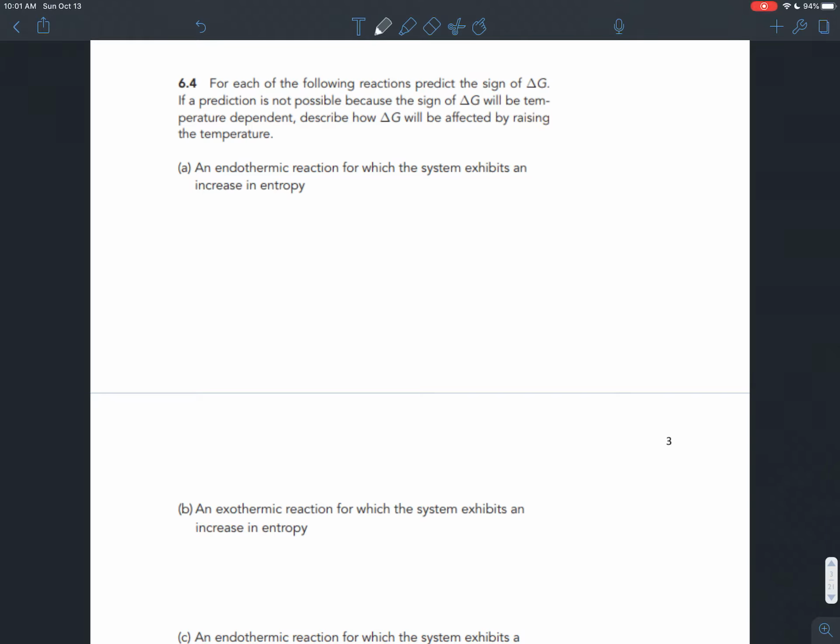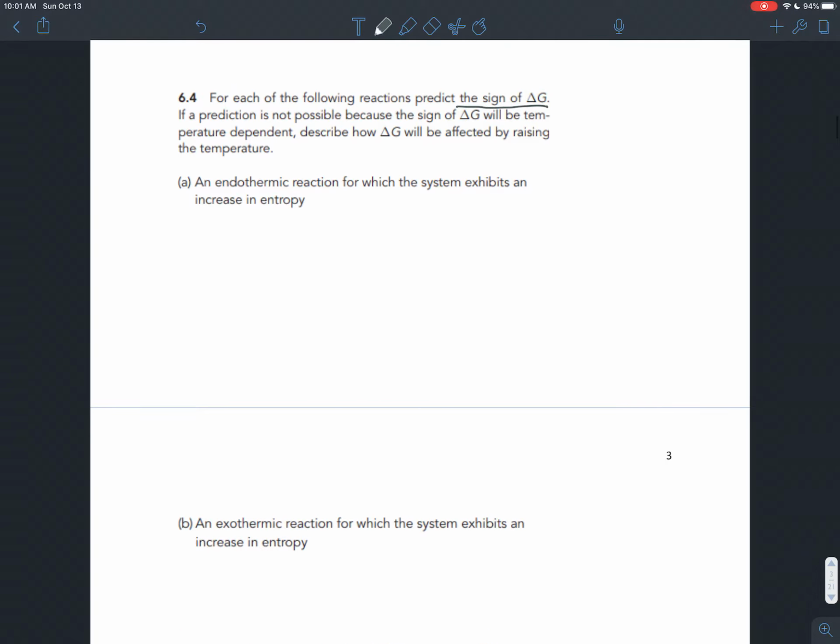So first we'll read the question for exercise 6.4, and then we'll talk about what it really means, what it's really asking you. It says, for each of the following reactions, predict the sign of delta G. If a prediction is not possible because the sign of delta G will be temperature dependent, describe what delta G will be at a high temperature. Describe how delta G will be affected by raising the temperature.